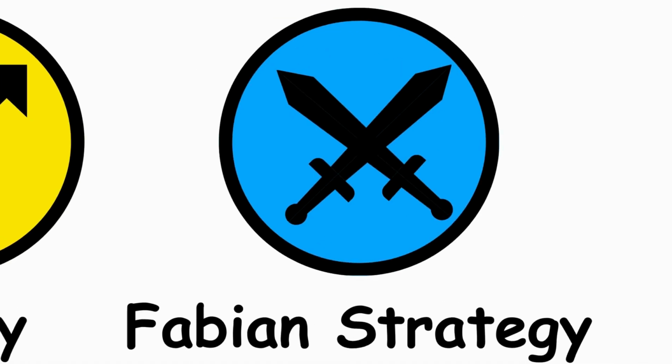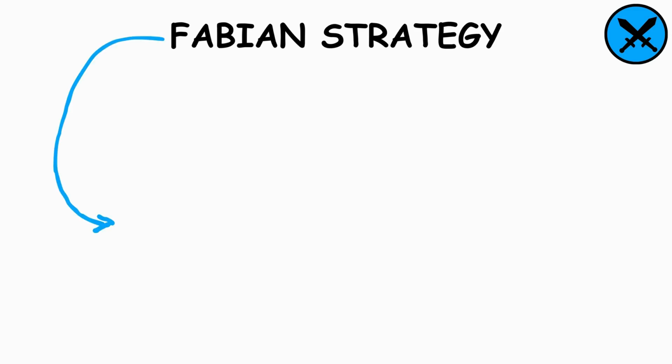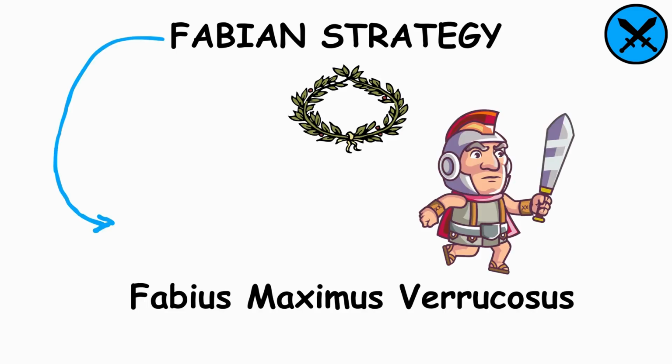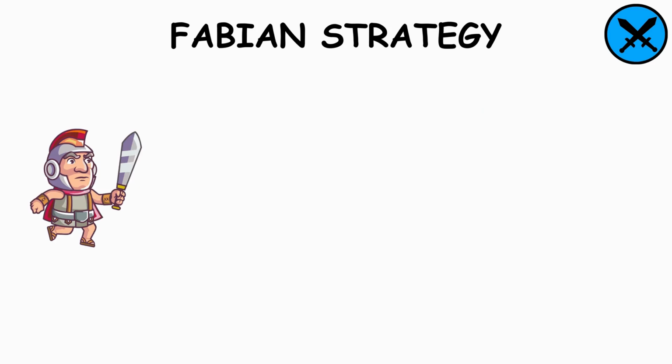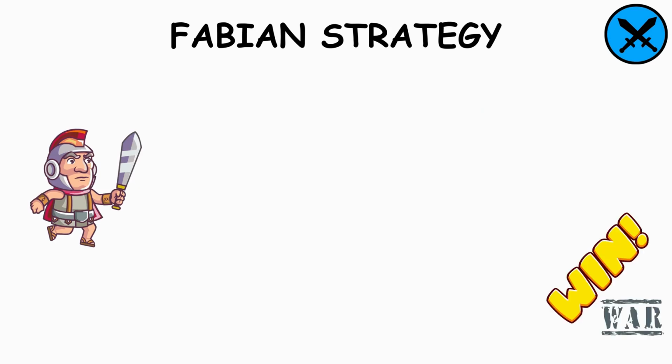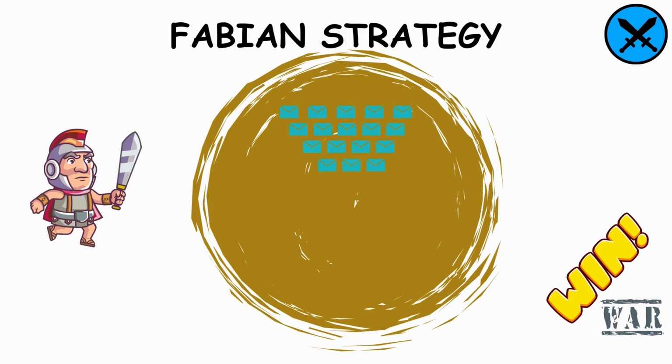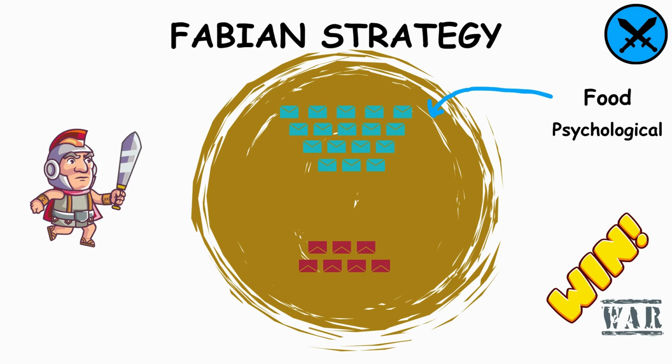Fabian Strategy. The Fabian strategy was invented by the Roman general Fabius Maximus Verrucosus. General Fabius aimed to win the war without engaging in open warfare against an enemy stronger than his own army, leaving the enemy with food and psychological problems.